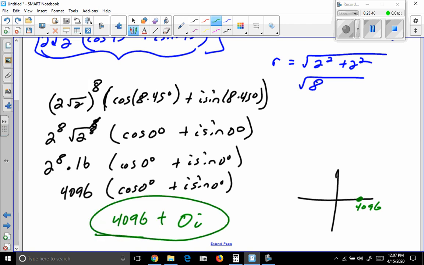So anytime you're on one of the axes, you don't have to go through all the formulas to get your real part and imaginary part, or to get your direction and your radius. You can just translate those off. But again, if you don't get that, distribute it. 4,096 times cosine 0, type that in your calculator, you'll get 4,096. 4,096 times sine 0, type that in your calculator, you'll get 0. So that's your answer in standard form.